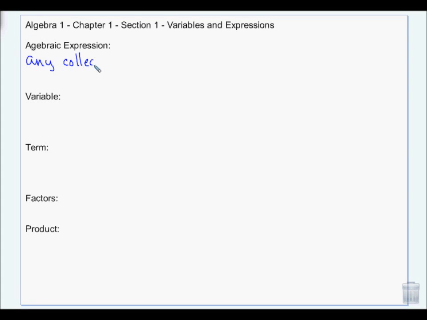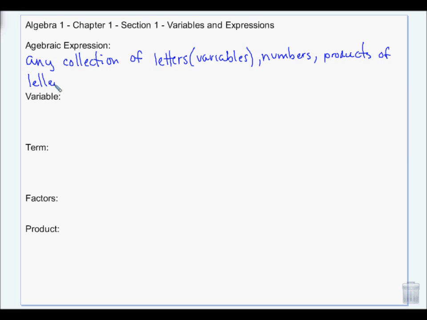An algebraic expression is any collection of letters, which are called variables, numbers, or products of letters and numbers, with addition and subtraction, but there's no equal sign. Okay, so that's what makes it an expression, is that there's no equal sign.